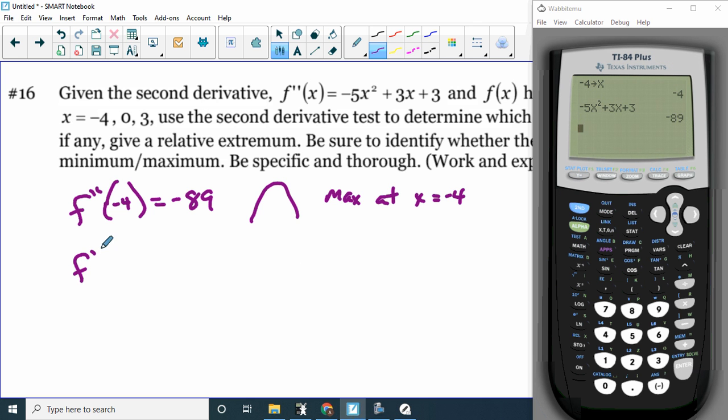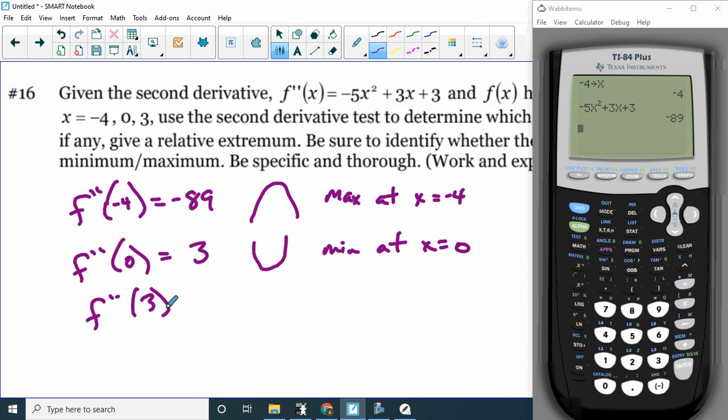And do the same thing with the other ones. If we plug in 0, we get 3. Plugging in 0 gives me 3. Because it's positive, it's concave up. Concave up at a critical value tells us we have a minimum. And do the same thing with 3.